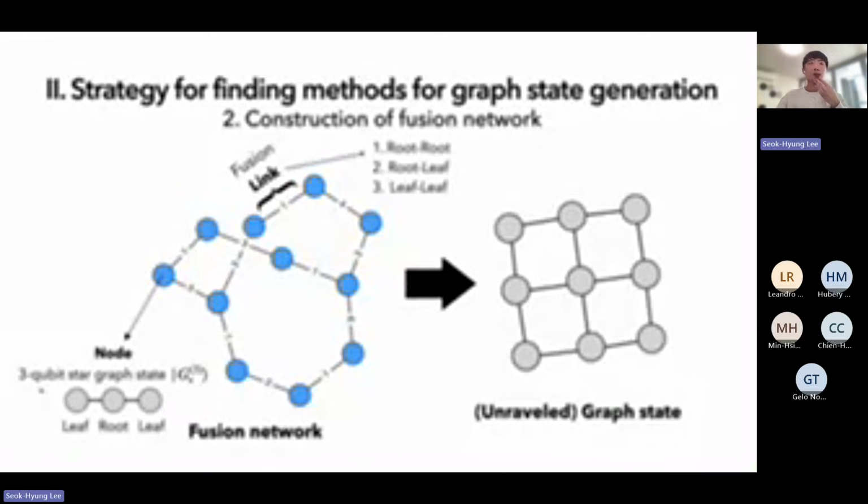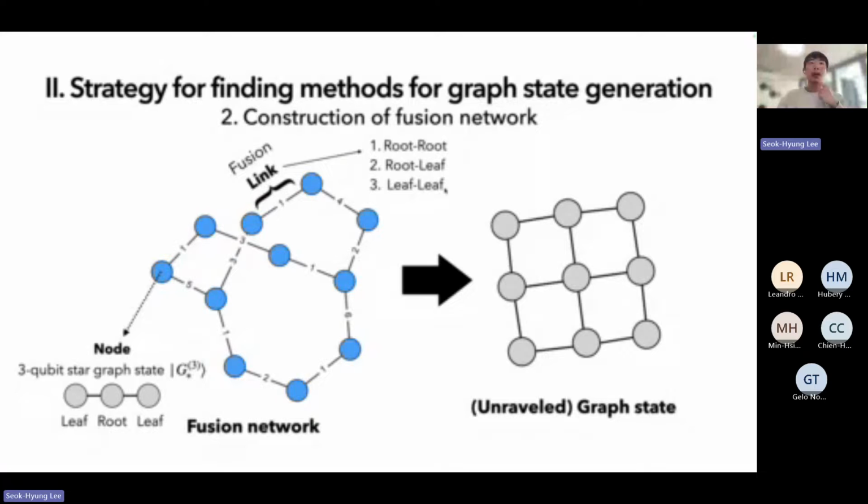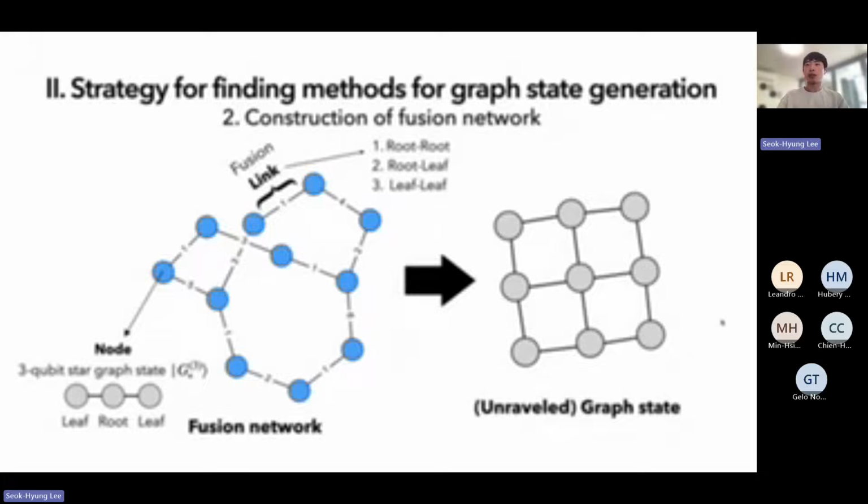So each node of the fusion network indicates the Bayesian resource state, a 3-qubit star graph state, and each link indicates the fusion that needs to be done between these 2 nodes. And each link is one of these 3 types: root to root, root to leaf, leaf to leaf, and indicates which pair of vertices we have to apply the fusion. We call the middle vertex of the 3-qubit star graph state the root vertex, and the other 2 the leaf vertices. So, for example, if the link is root to root, then we apply the fusion between the root vertex of this node and the root vertex of this node. If we can find this fusion network and apply the fusions by following these instructions, then we can generate this unraveled graph state.